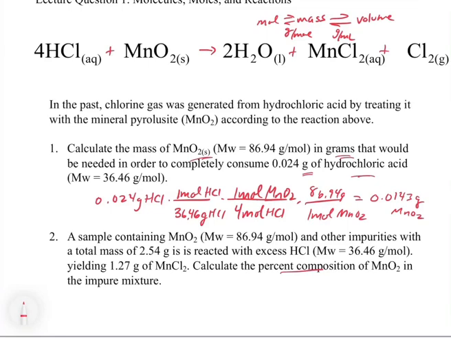But let's look at this last one because this is a really good problem. This one says a sample containing MnO2 and other impurities with a total mass of 2.54 grams is reacted with excess HCl, yielding 1.27 grams of MnCl2. Calculate the percent composition in the impure mixture. So let's break this problem down a little bit. You have a sample that contains MnO2 and some other stuff, and the whole thing is 2.54 grams.